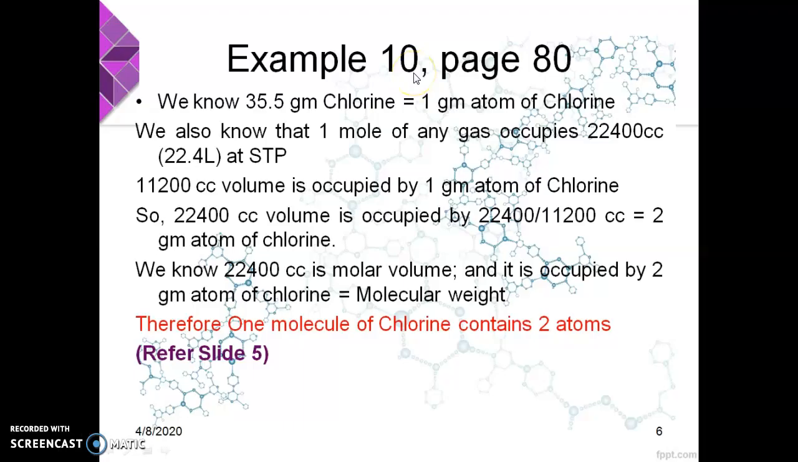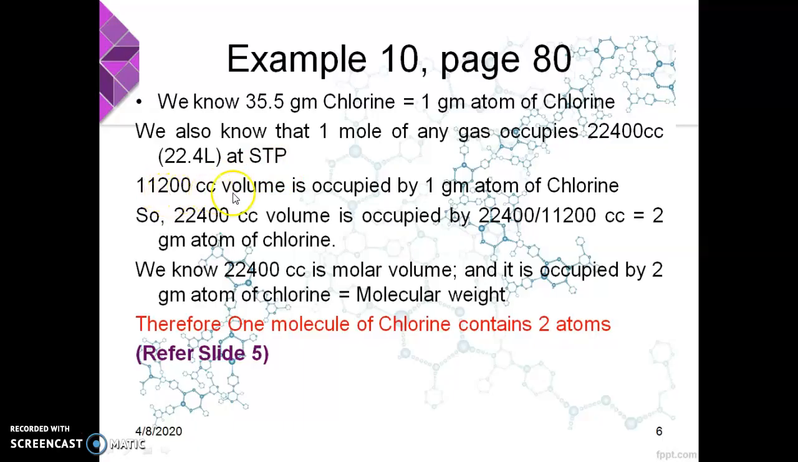Now go to example 10 of page 80. There you have to find out how many atoms are present in one molecule of chlorine, that is the atomicity. What is given? Given is 35.5 gram of chlorine occupies 11200 cc. We know 35.5 gram of chlorine is equal to 1 gram atom of chlorine. Such types of relations should be remembered by you, and this will be remembered only by practicing different problems. We also know 1 mole of any gas occupies 22,400 cc at STP.